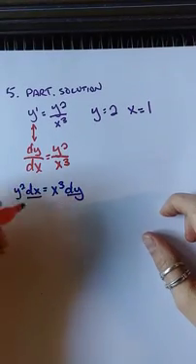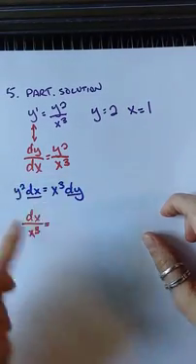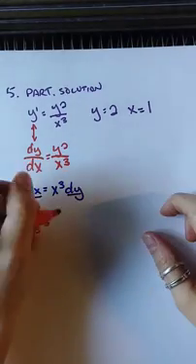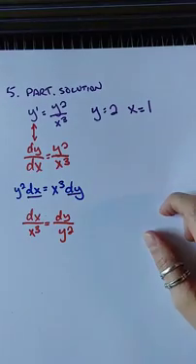I'm going to divide both sides by my x cubed. I'm going to end up with dx over x cubed. And I'll divide both sides by my y squared. So I'll end up with dy over y squared.